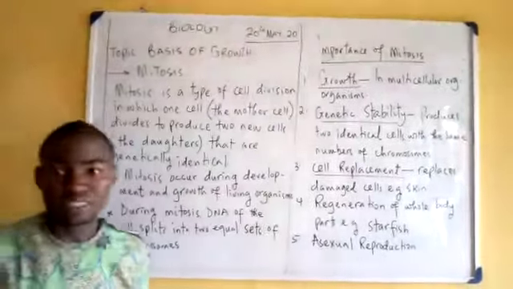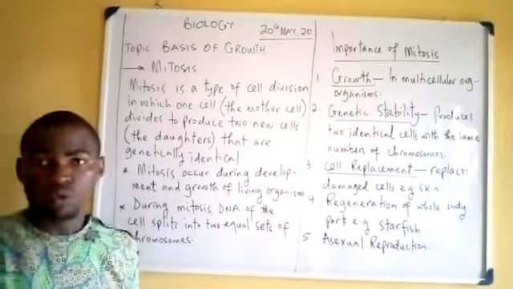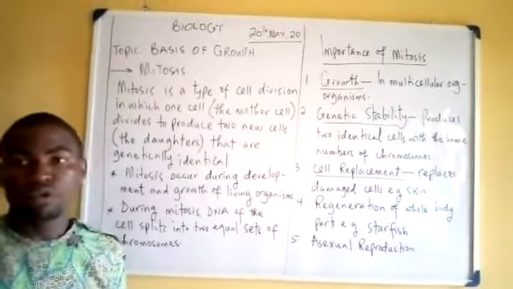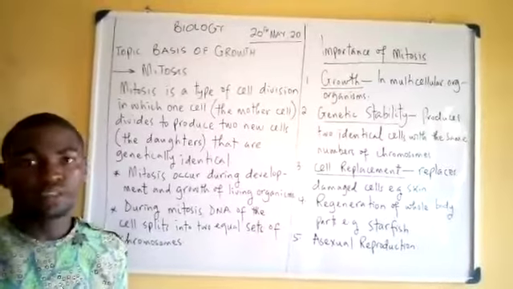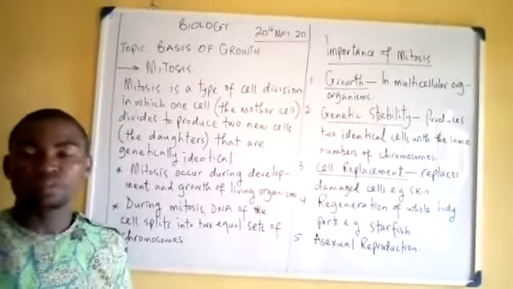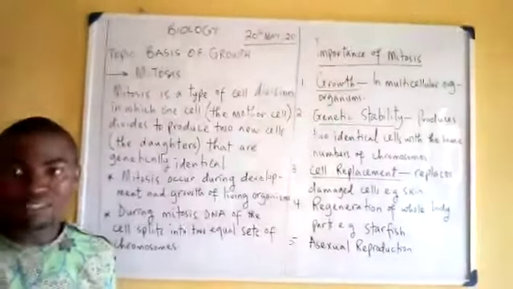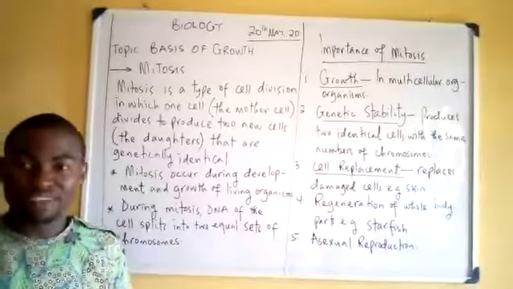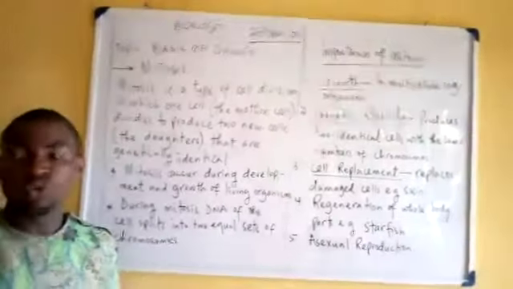What we are trying to understand here is that when living organisms develop or form, they tend to grow, and this growth happens as a result of multiplication of these cells. One cell will reproduce or divide into two cells, and so on and so forth.